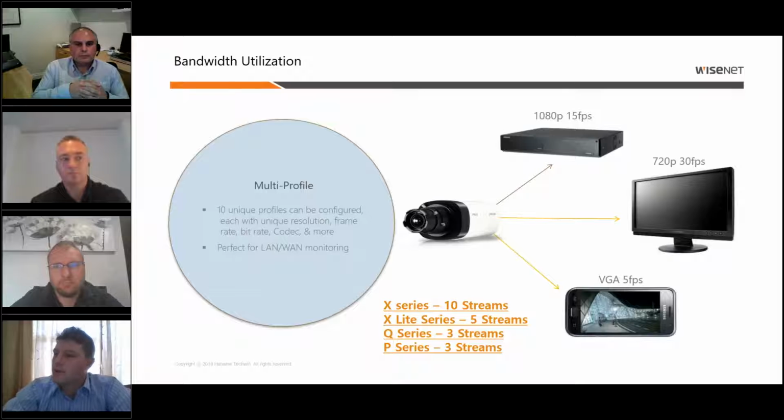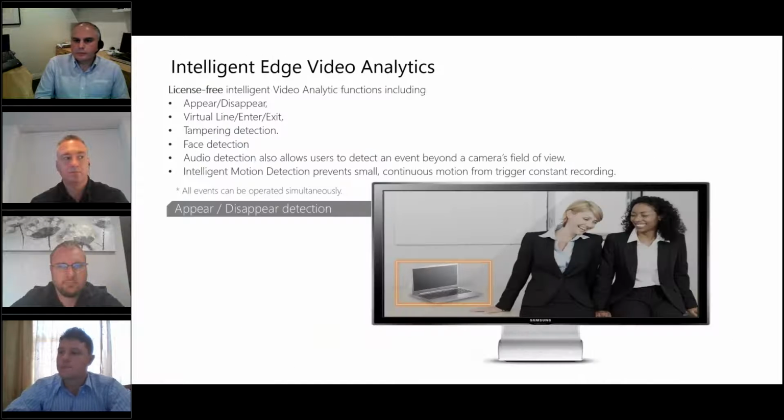On the next slide, we're doing bandwidth utilization. This is very important when it comes to OpenEye because we need to be able to configure multiple profiles. This is, of course, with limitations of bandwidth and internet and so forth, we need to be able to configure a profile on a lower resolution stream. And of course, we are able to do that with these multiple profiles that we've got the ability to set up. Also, you can set up a high resolution profile for local streaming and so forth. There is a range of 10 streams available on the X series and different streams on different other series as well. And that's pretty much the important thing when it comes to bandwidth utilization.